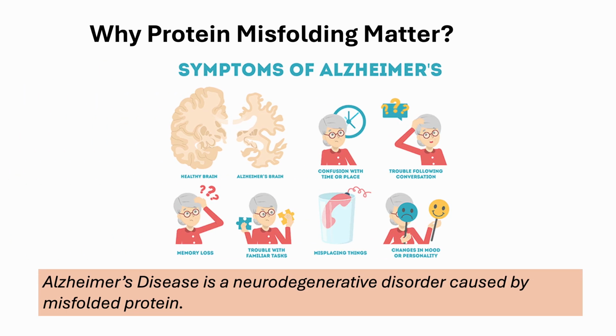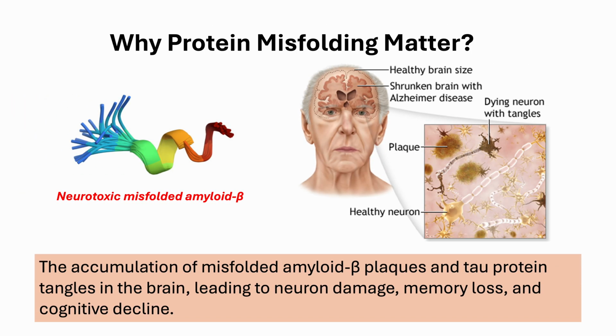Let's explain this with Alzheimer's as an example. Alzheimer's is a neurodegenerative disorder from misfolded proteins. Symptoms include memory loss, confusion, and mood swings, etc. It is caused by misfolded amyloid beta and tau proteins, turning your healthy brain into a puzzle with missing pieces. In Alzheimer's, misfolded amyloid beta forms sticky plaques and tau creates tangled knots in neurons. These clumps shrink the brain and kill cells, causing memory loss, confusion, and cognitive decline.